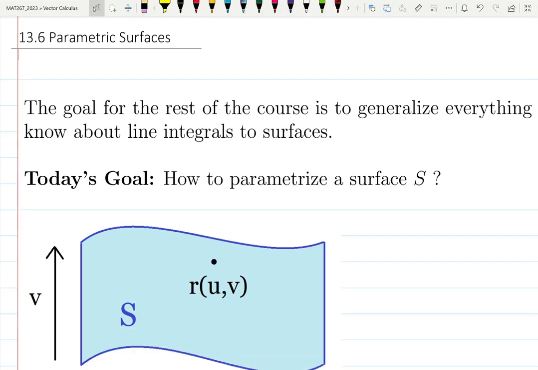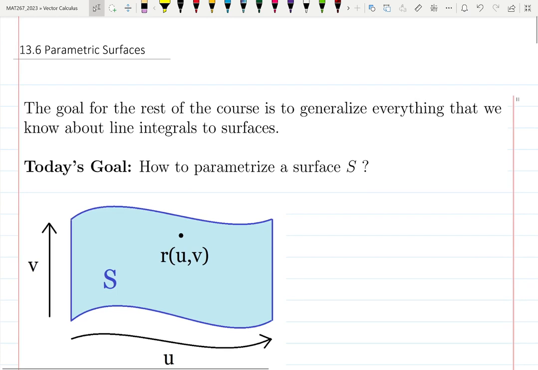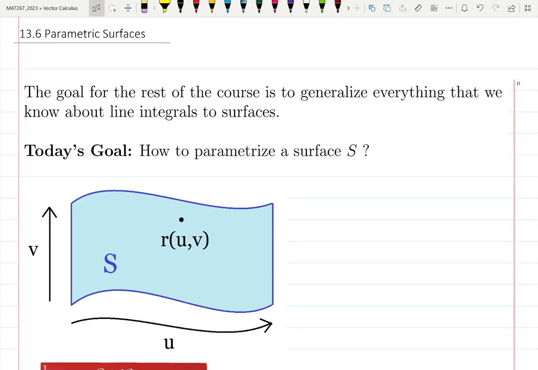13.6, parametric surfaces. So we're going to summarize and generalize everything we learned about line integrals to surfaces. We're going to take line integrals and put them to surfaces. How to parametrize a surface.